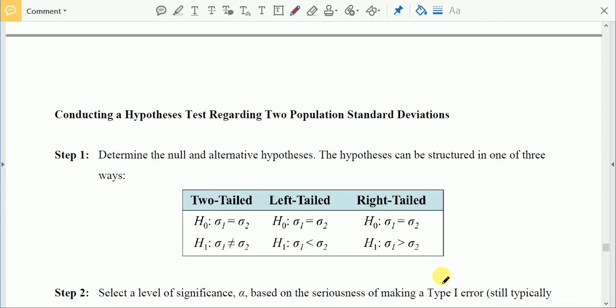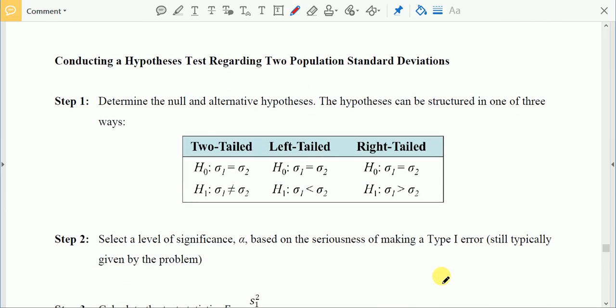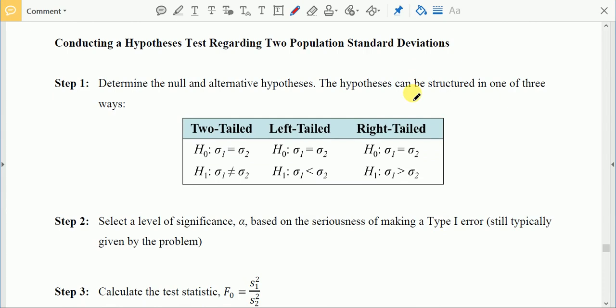Now, the steps for conducting the hypothesis test about the standard deviation are pretty much similar to the last three sections. The first thing is you must always determine the null and alternative hypothesis. In this case, the null hypothesis is that the two standard deviations are always equal to each other, no matter which case. For the two-tail, the alternative hypothesis says that the two standard deviations are not equal.